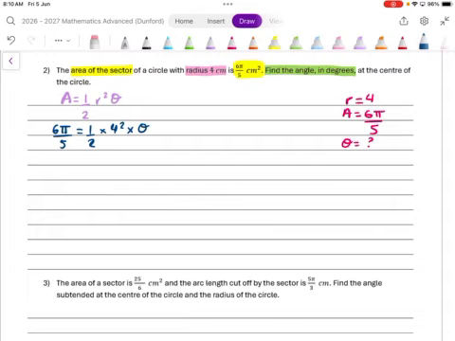Okay, we're just going to tidy up our right-hand side before we do anything. So what we will have is 6 pi on 5 is equal to a half times 4 squared. Well, 4 squared is 16, and a half of 16 is 8. So we have 6 pi on 5 is equal to 8 theta. Now, theta is what we're trying to find. So we need to divide the 8 from both sides to get theta by itself.